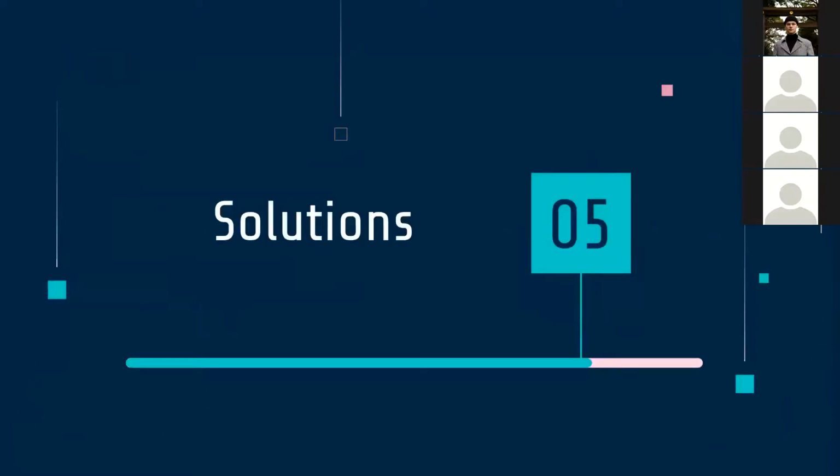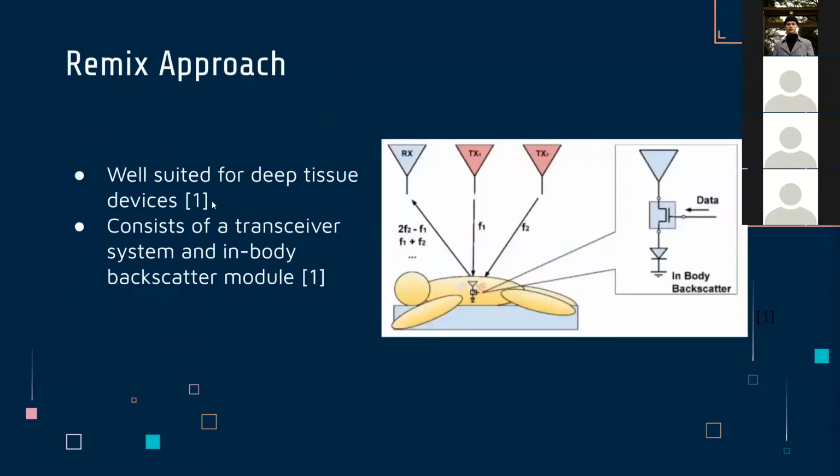So now we'll talk about the solutions. We did research on new technologies that can be developed with backscattering communications. The approach we decided to explore was the ReMix technology. It is a new backscatter communication approach, which is ideal for deep tissue devices. It uses non-ideal circuit behavior to separate the backscatter reflection of the device from other reflections.